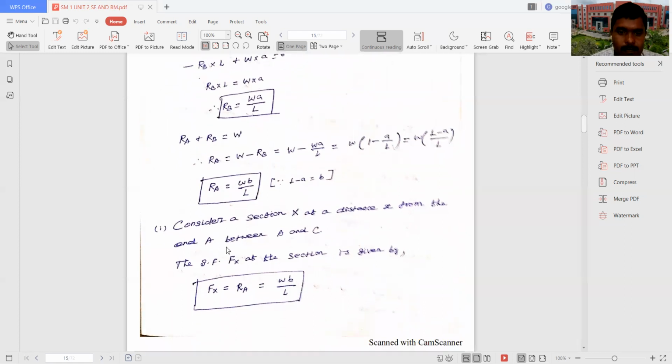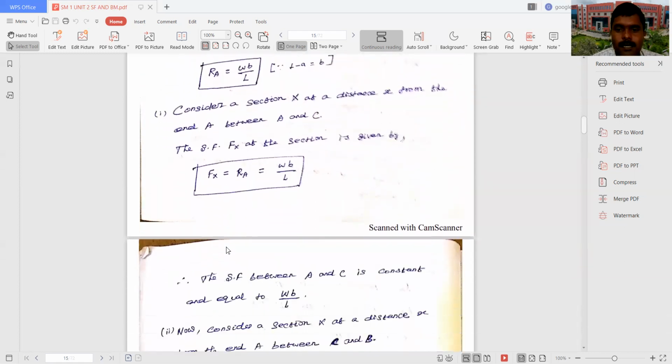Then as usual, consider the section XX at a distance of X from the A, between A and C, and shear force Fx equal to only one force, WB by L. RA is acting upward, positive, so plus WB by L, that is the shear force at X. So therefore, the shear force between A and C is constant, that will be equal to WB by L.